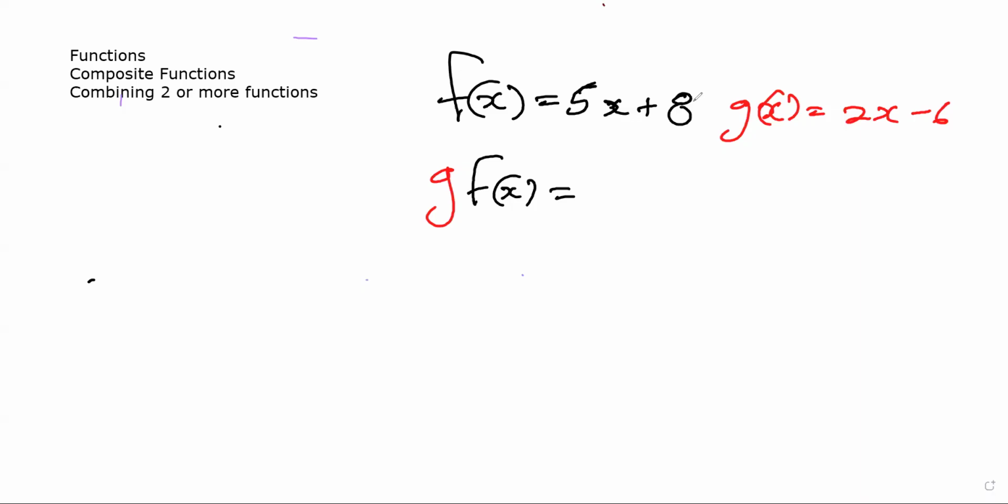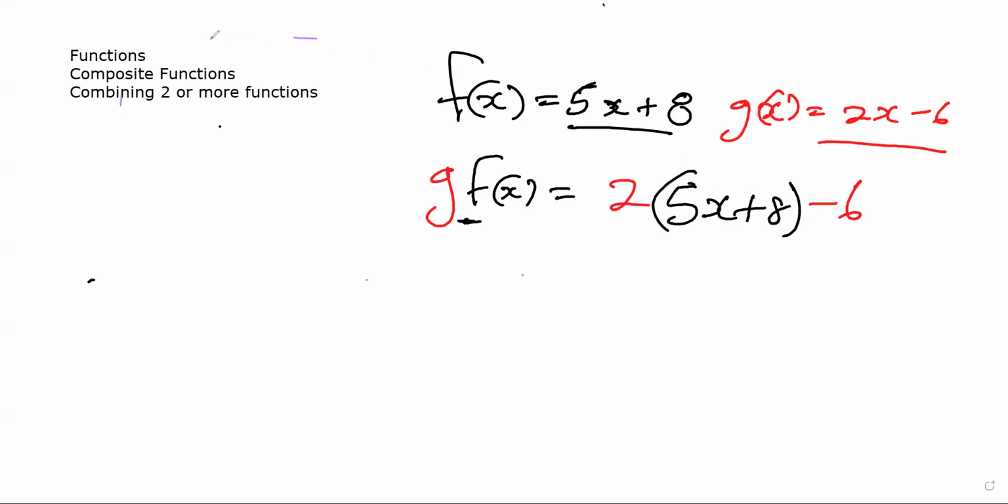Alright, so f of x equals 5x plus 8, g of x equals 2x minus 6, and we are asked to find gf. So we can see that f is the last function. So write back all of f, which is 5x plus 8. Put that in brackets, and then we're going to write back our g, which is 2x minus 6. Alright, so we can multiply 2 times 5, that's 10. 2 times 8, 16. It's positive.